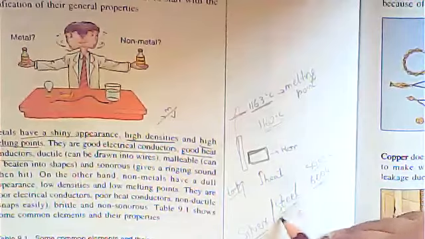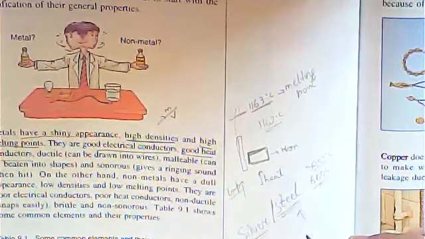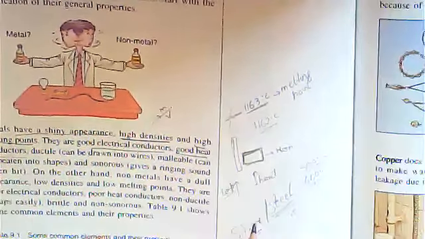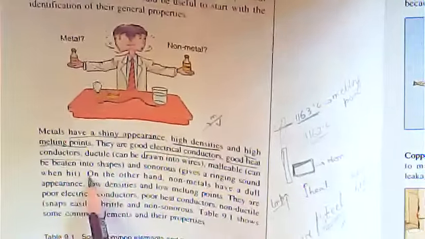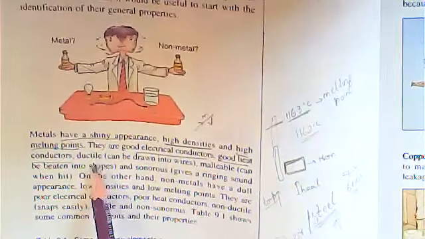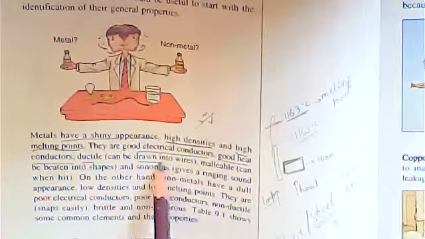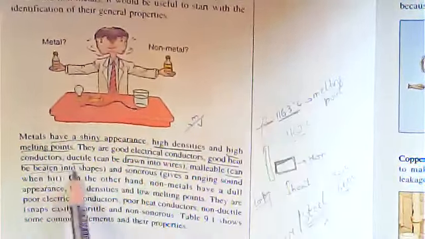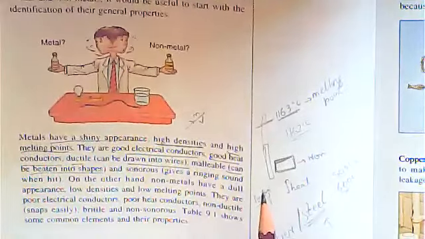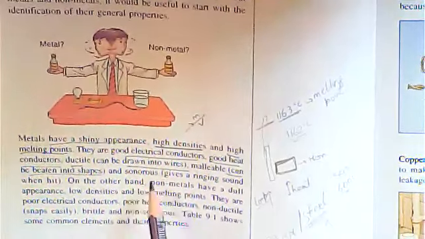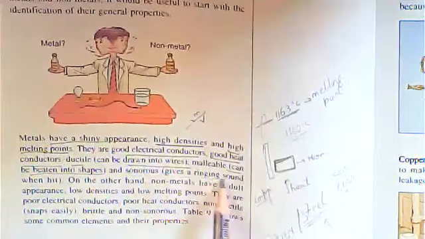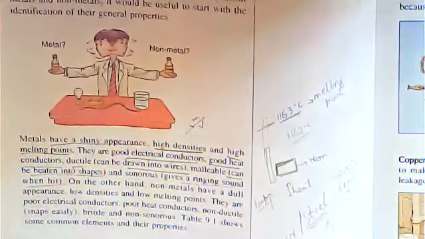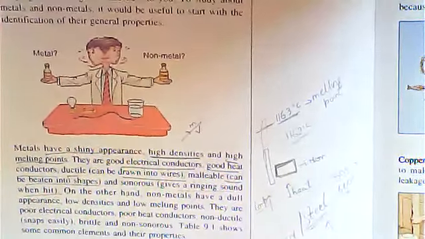Okay, so that's why steel is a good heat conductor. And like steel, all the metals are basically good heat conductors. Ductile means you can draw them into wires, you can easily make wires. Malleable means can be beaten into shapes, you can give them any shape, they will not break down. Sonorous gives a ringing sound when hit. When you hit it, it will give a sound, right?